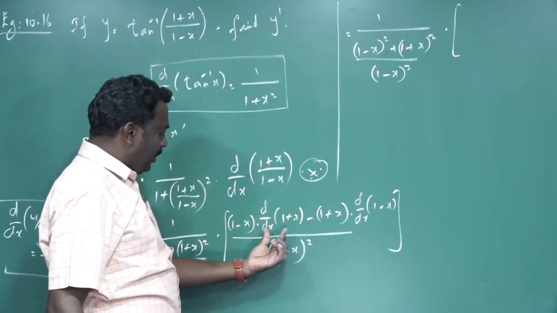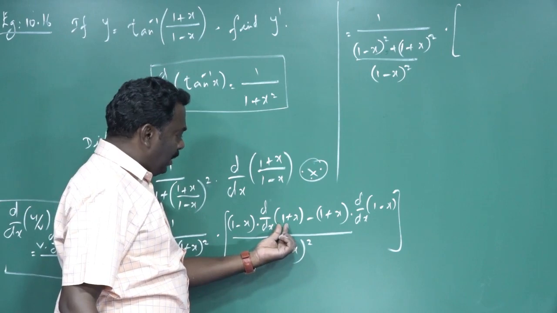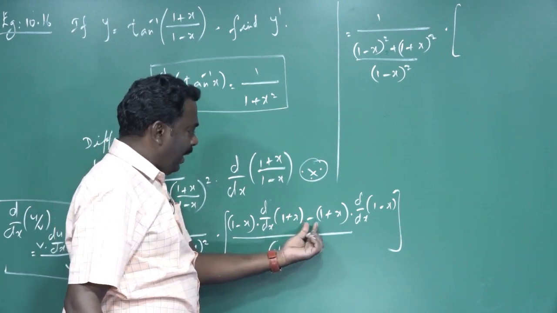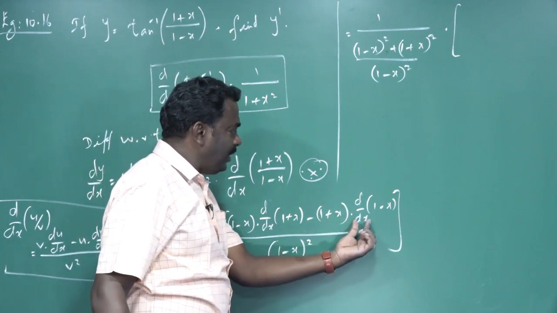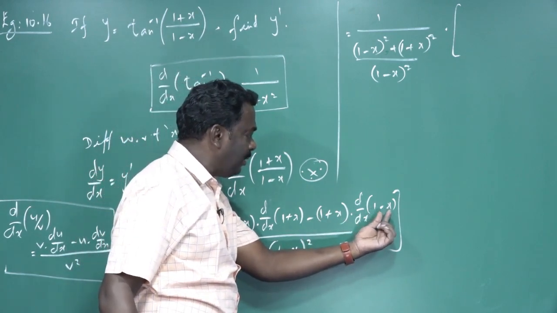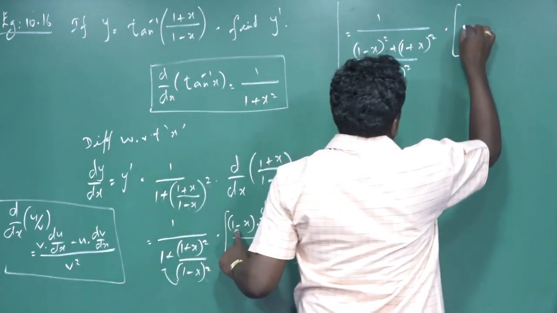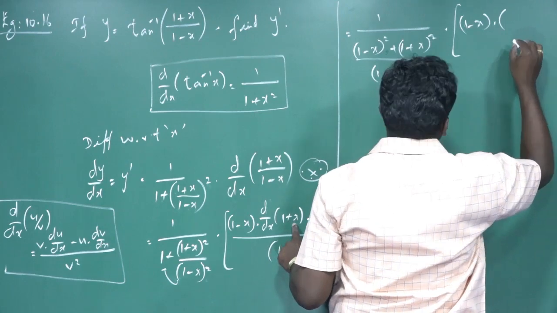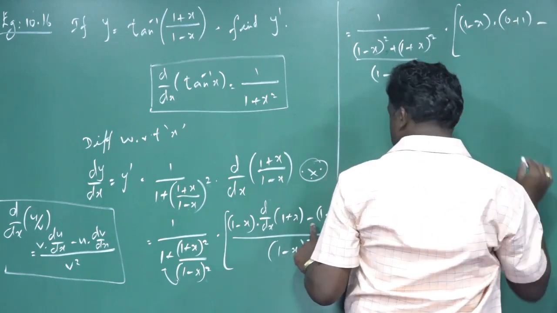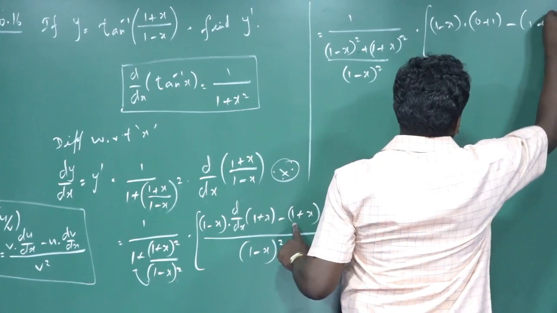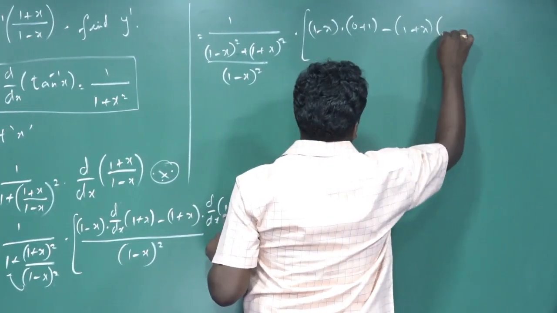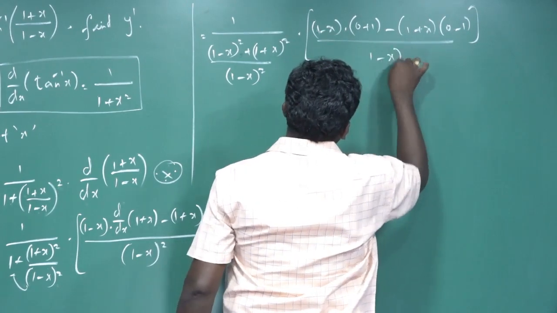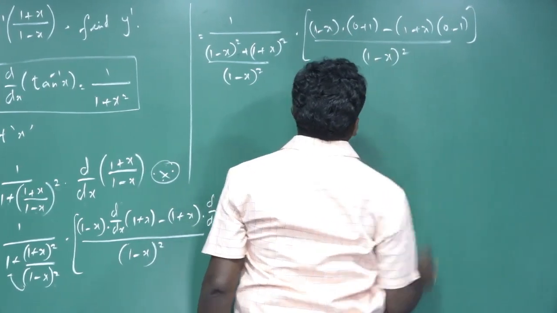First term as it is. Differentiation of 1 plus x: 1 is a constant term and becomes 0, and differentiating x with respect to x gives 1. Minus (1 minus x) as it is, differentiation of bracket term: 0 minus 1. Therefore, (1 minus x) as it is, differentiation within the bracket: 0 plus 1, minus (1 plus x) as it is, differentiation of 1 minus x: 0 minus 1, by denominator (1 minus x) whole square as it is.